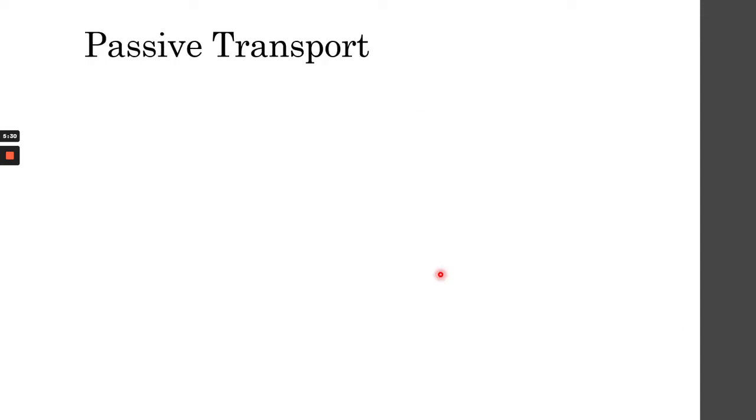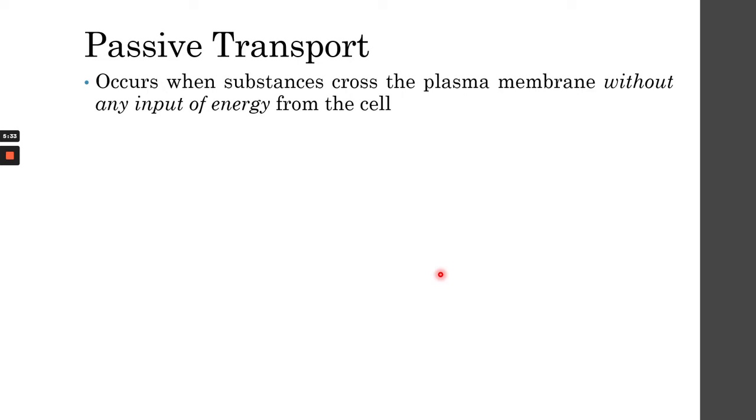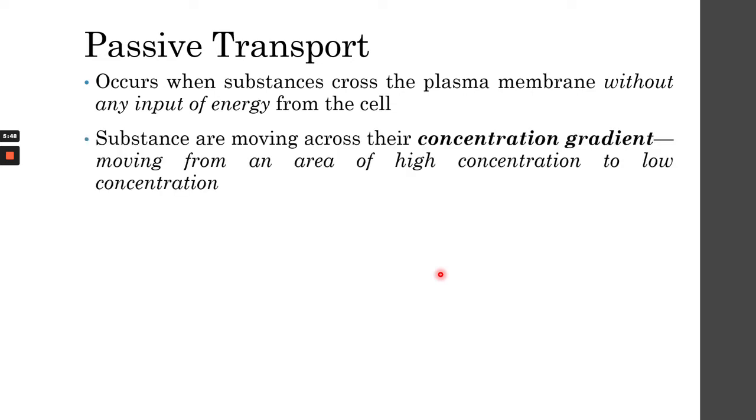So, what is passive transport? Like I've mentioned, passive transport is a transport of particles or molecules across the plasma membrane, but without any requirement of energy, which is opposite of what active transport is. This no requirement of energy happens because the movement of molecules happens across their concentration gradient.